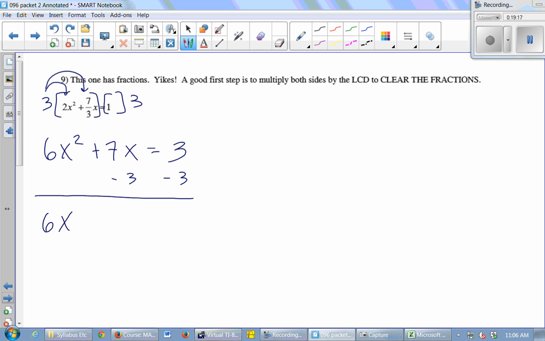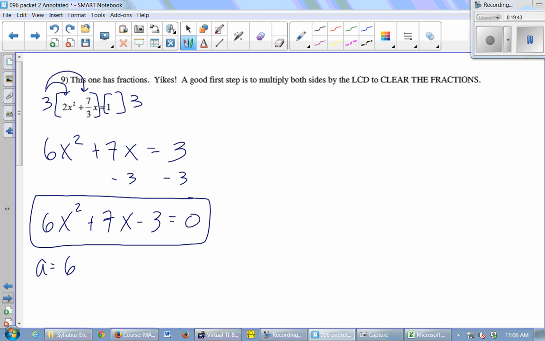Okay. I multiplied 3 times 7/3, and that gave me 7, and there's an x there. So now I have a new, equivalent quadratic equation. Now I can apply the quadratic formula. What is my value of A? 6. What is my value of B? 7. What is the value of C? -3. Then I can plug into the quadratic formula.